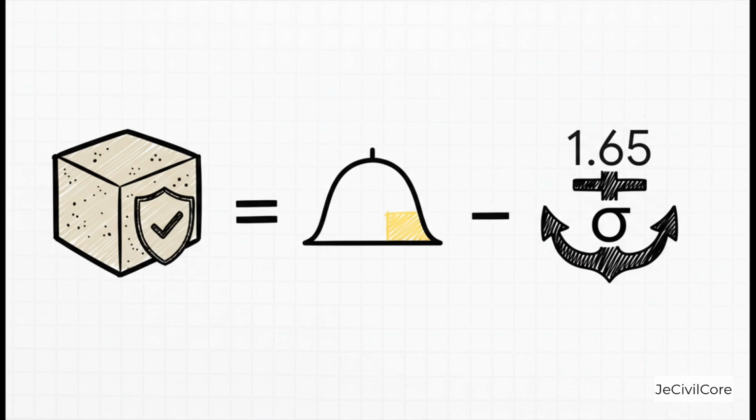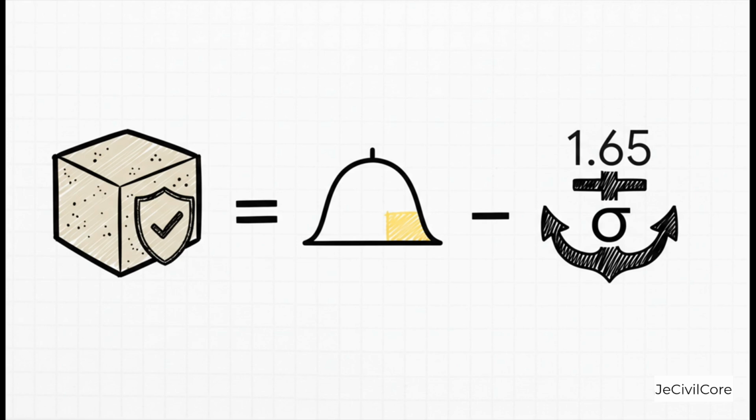And all of this comes together in the single most important formula for this talk. Let's really break this down piece by piece. We start with FM, the mean, the average strength of our concrete. That's our starting point. But wait, we can't use the average for our design strength, can we? Of course not. That would mean 50% of our concrete is actually weaker than what we designed for. That's way too risky. So we have to subtract a penalty, a safety margin.